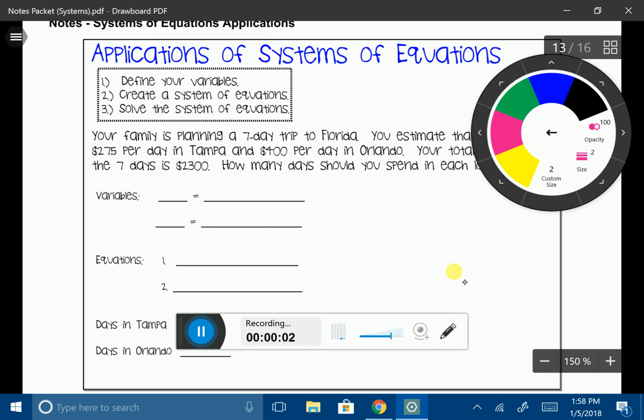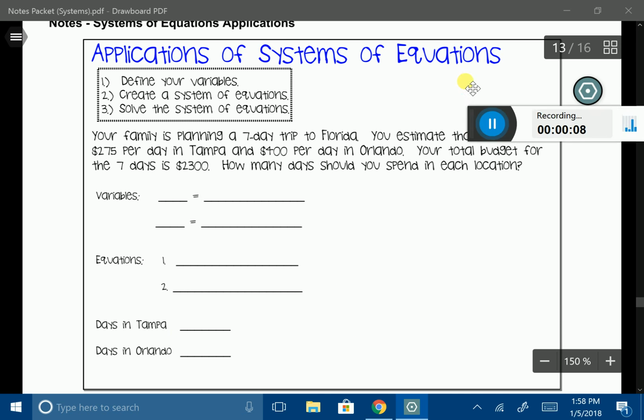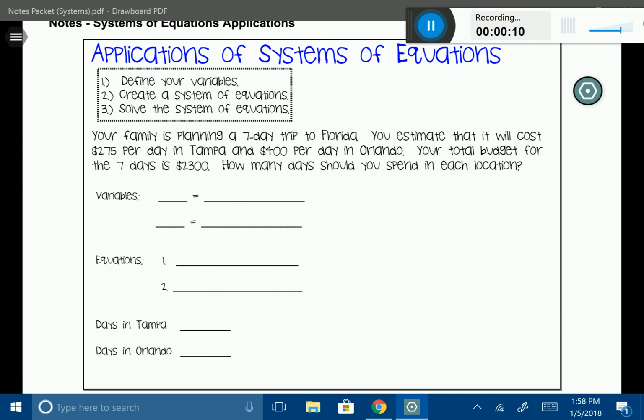Okay, in this section, we're going to talk about systems of equations, and this time we're going to talk about applications of them in the real world, and when you can use a system to help you solve a real-life situation. So let's take a look at this real-life situation here that we have.